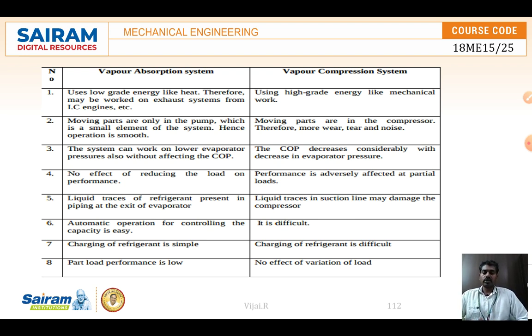The effect of reduced load on performance is less in vapor absorption, but in compression it is more. Performance is affected in partial loads. Automatic operation for controlling capacity is easy in vapor absorption, but it is difficult in vapor compression. And charging is very simple in vapor absorption, it is very difficult in vapor compression. Like this, there are some advantages and disadvantages in vapor compression and absorption, right?